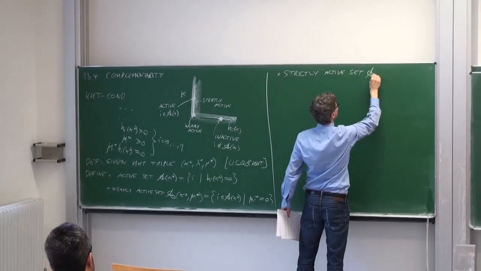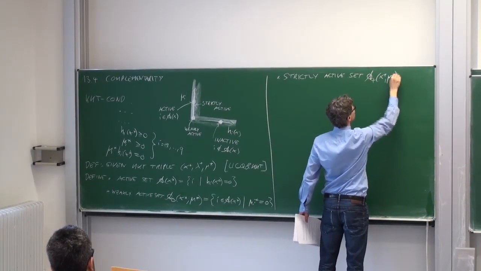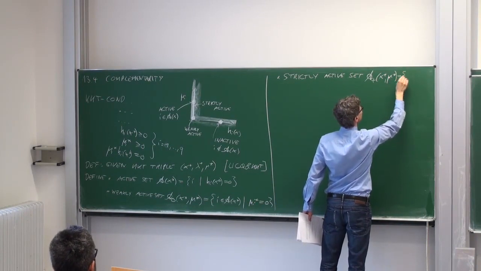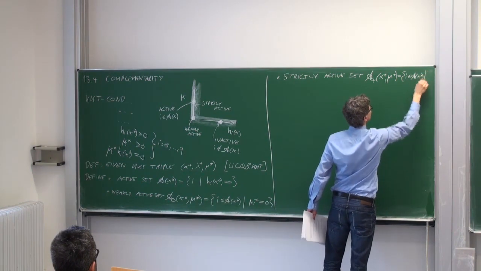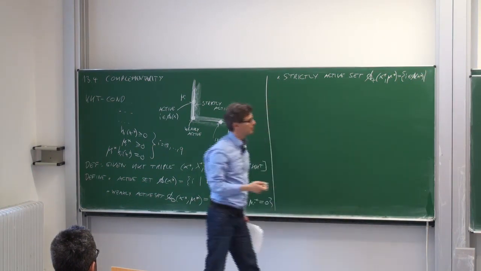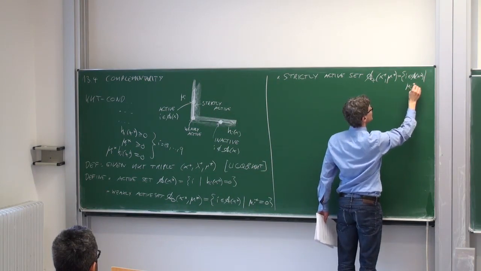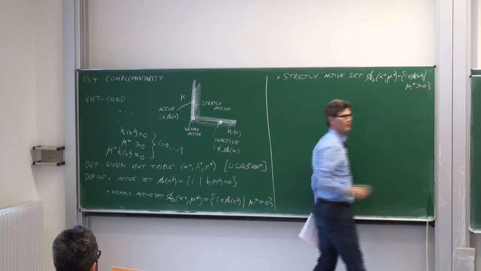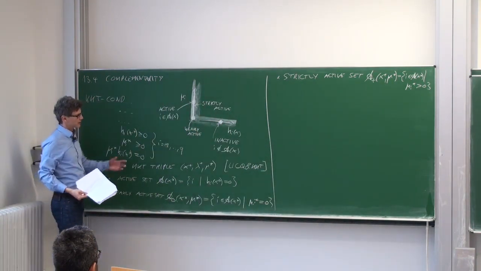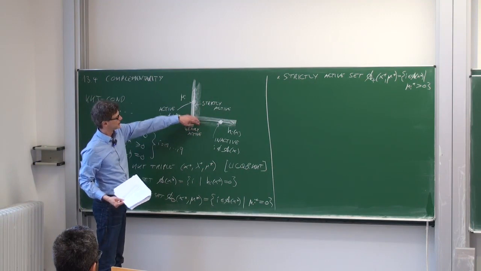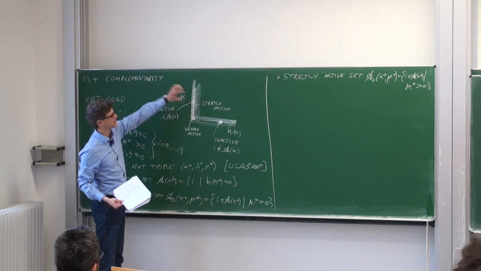Which we denote by alpha plus, and it depends on X star and mu star. It's of course given by the indices in the active set at X star which satisfy that the multiplier is strictly positive, mu I star is bigger than 0. We call a constraint weakly active if it's active and the multiplier is 0, and strictly active if the multiplier is strictly positive.